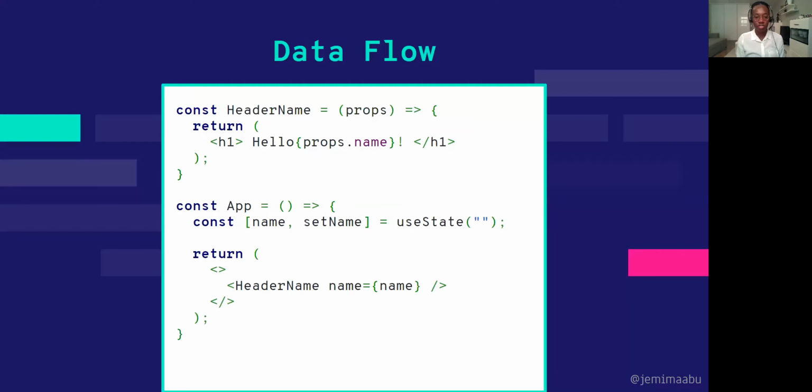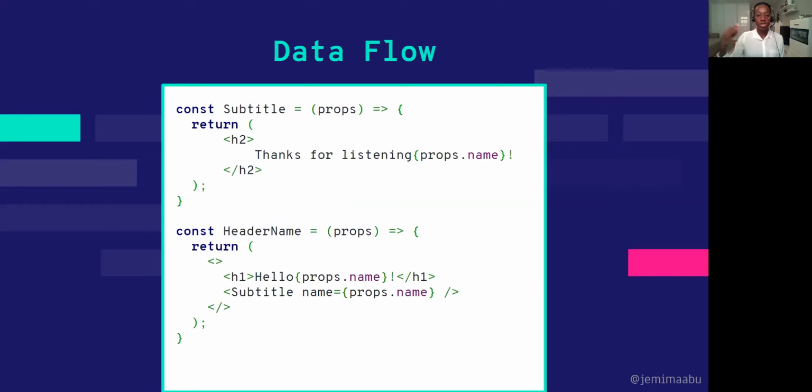So let's take a look at this first component here. Let's say HeaderName is our child component, and it takes props, and the props is props.name. Our parent component is App, and then we have a state variable name within the App. So we're passing that name to HeaderName as props. And then we can also have a sub component within HeaderName, let's call it Subtitle, that also takes props.name, and then HeaderName can also pass its props down to its own grandchildren. So basically that's how props work. You can pass props to multiple children within your React application.